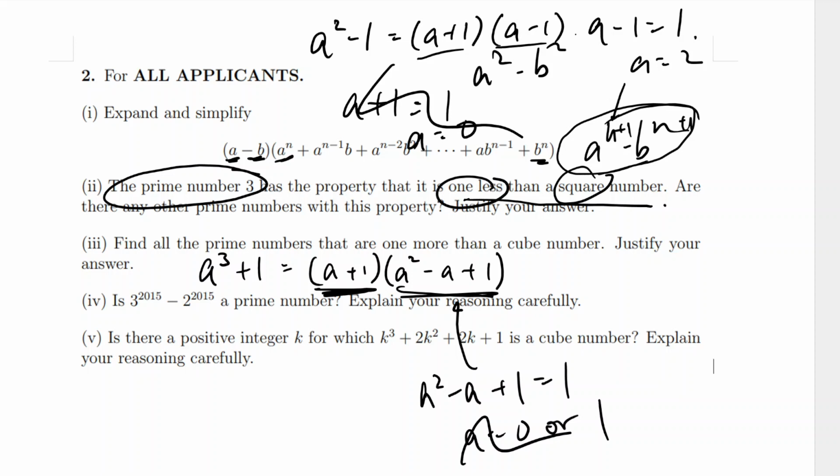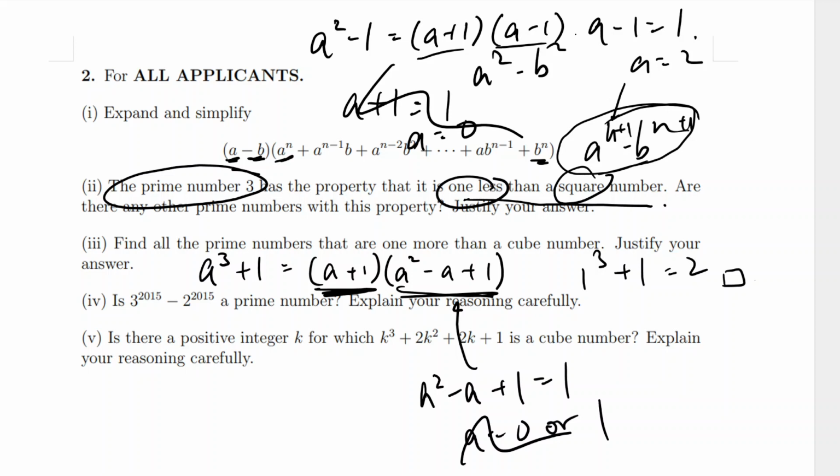Yeah, that is a rubbish solution. Okay, so a has to be equal to 1, which means that the only prime number which is 1 more than a cube number is what? It is 1 cubed plus 1, which is 2. That's actually quite an interesting finding.